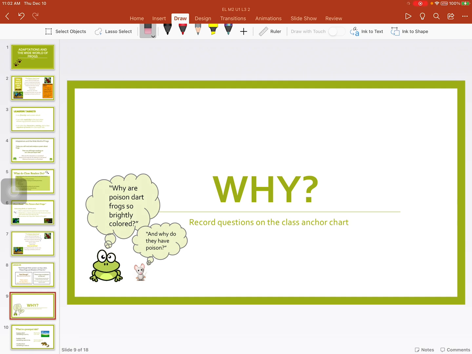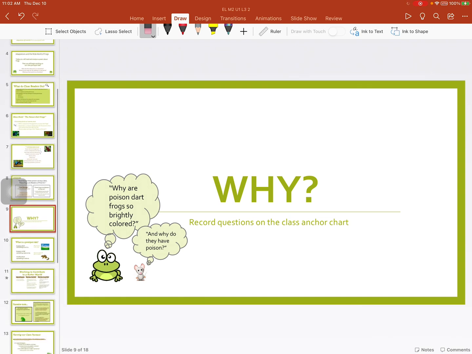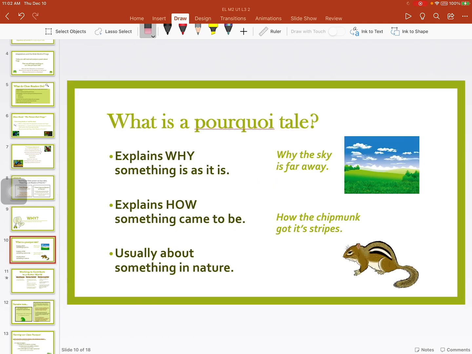Why are poison dart frogs so brightly colored? I want you to think about that as we continue this lesson. And why do they have poison? Oh, I think we said it on the last slide.